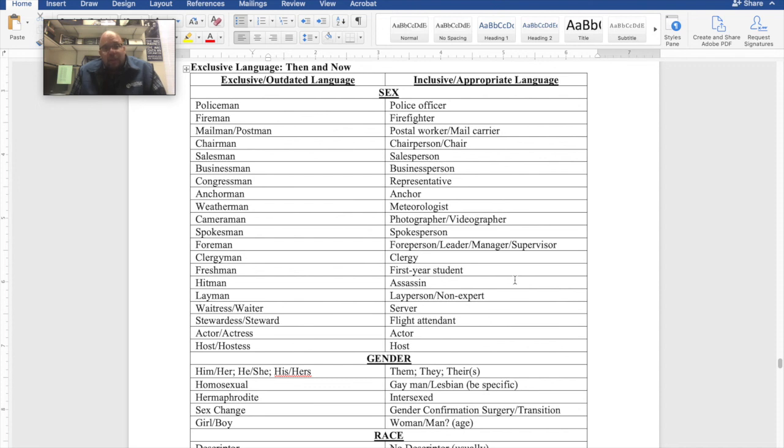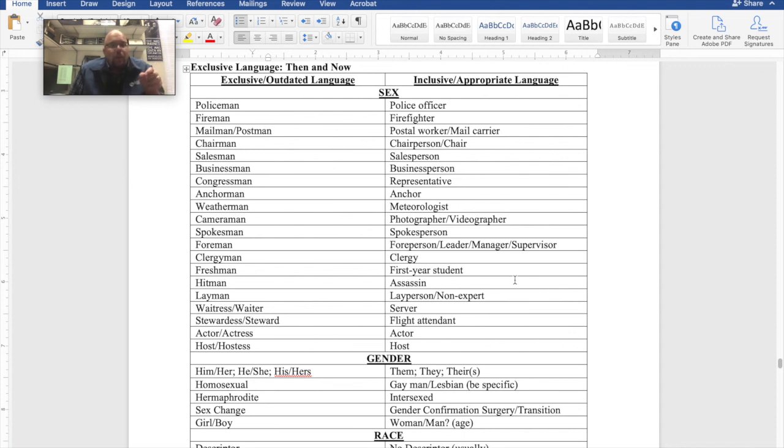Policeman versus police officer, fireman versus firefighter. My son is huge into fire trucks and firefighters right now. And it's one of those things that I didn't think about before parenthood too much, of how careful I have to be of saying firefighter, because he says fireman, oh, it's a fireman. And he's right, because the person he's talking about happens to be male. But my thought is, why have more cognitive loading?